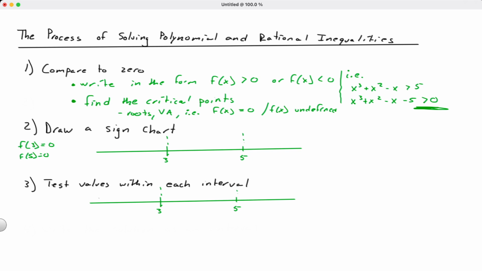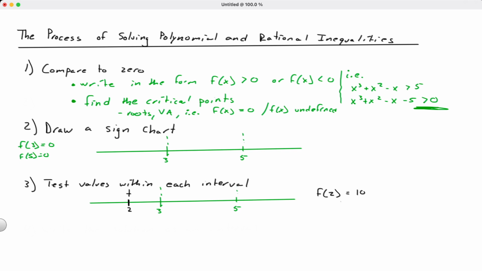And next we can start to test values within each interval. Since these are the only values here where the sign can change, it's the only time we can transition from a positive to a negative or vice versa. If we picked a number in here, say maybe 2, and we plugged in f of 2 and found that it was equal to, say, 10, in other words, a positive number, then we know that everything within this interval would have to be positive.